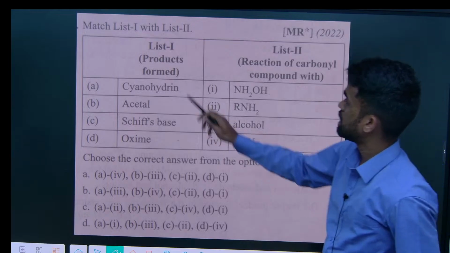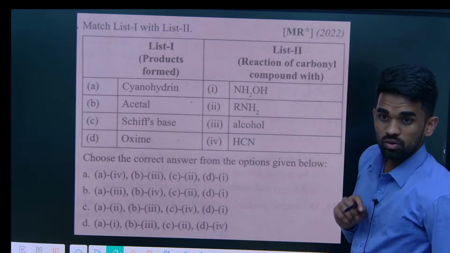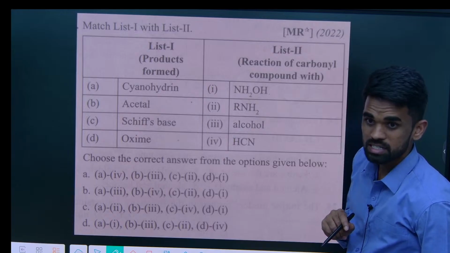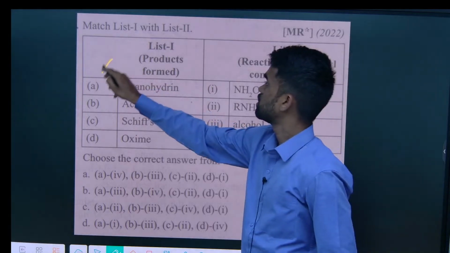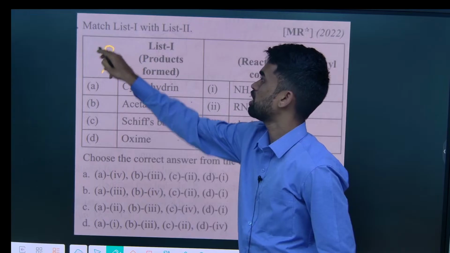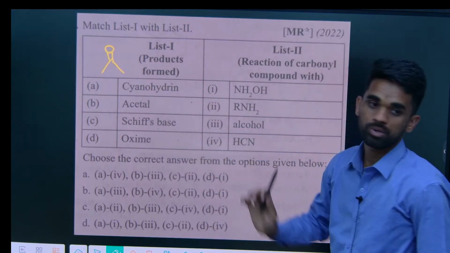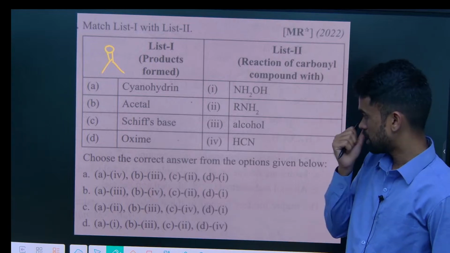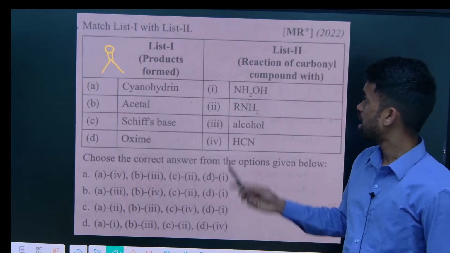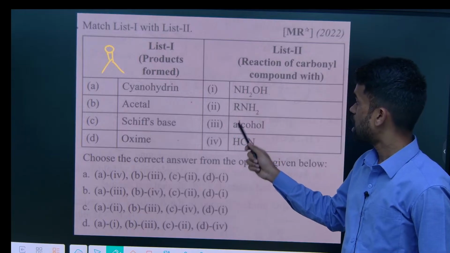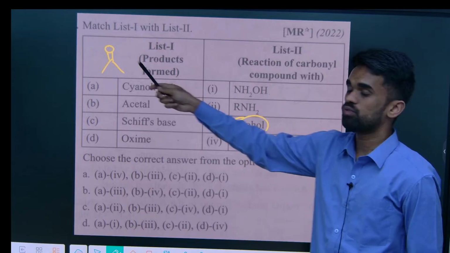Cyanohydrin, it means list 1, list 2 they are saying. We are studying about ketones and aldehydes now. Let us consider a ketone or aldehyde, carbonyl group is there. To that you are adding this, what are the respective products formed? That is what they are asking. If I add alcohol, what we are going to get for a carbonyl compound?